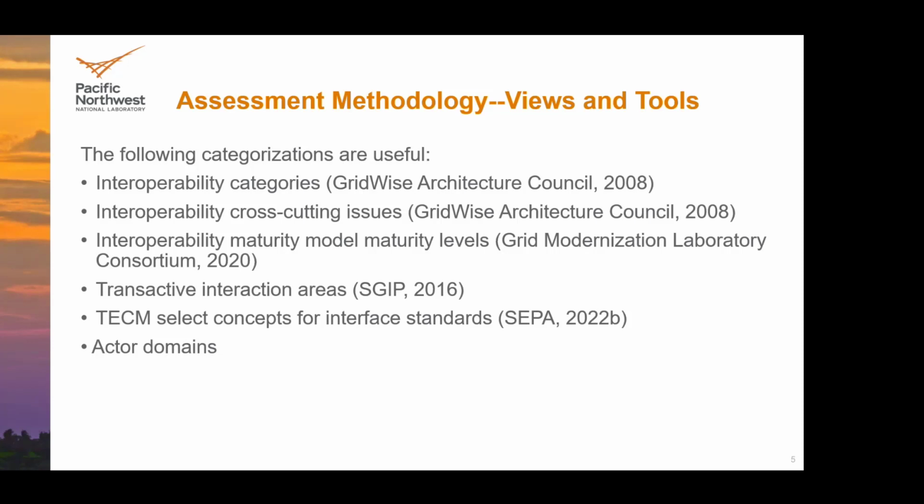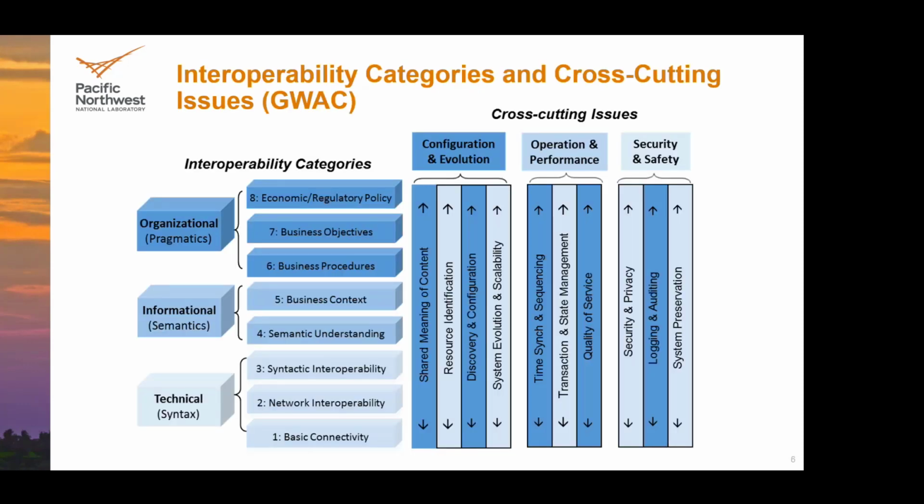So working with Steve, we extended that, and he was more knowledgeable about some, admittedly, than I was at that point. So there are also these others, like interoperability cross-cutting issues, interoperability maturity levels, and transactive interaction areas like those that are going into the standard interface work today. The new one, I think Farouk had presented to this group, is the transactive energy concept model, he or someone else had. So that was one of the things that we wanted to bring in as one of the categorizations. And finally, actor domains. What I've included in the next slides are just some pictorial representations that will help remind you what these categorizations are.